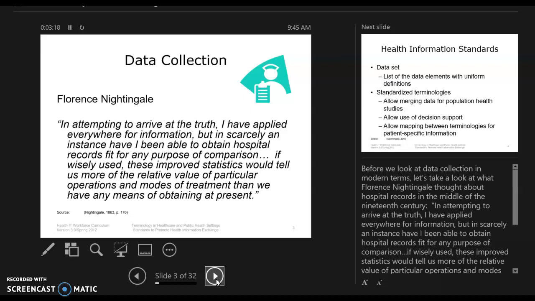Before we look at data collection in modern terms, let's take a look at what Florence Nightingale thought about hospital records in the middle of the 19th century.